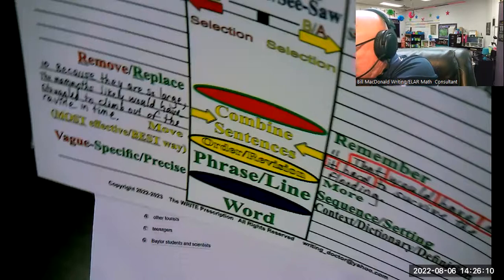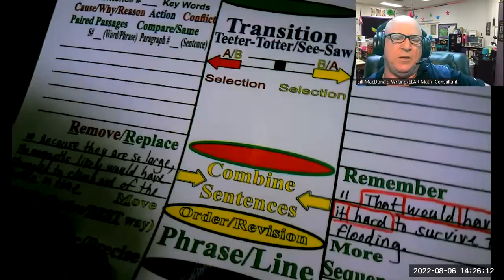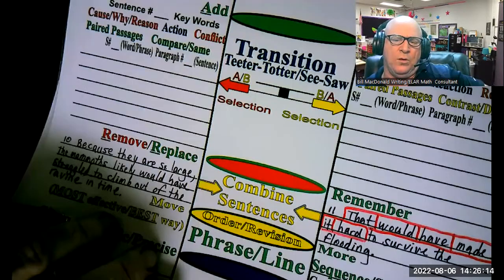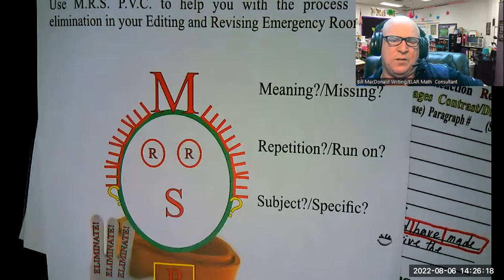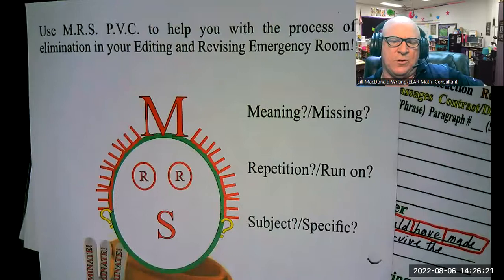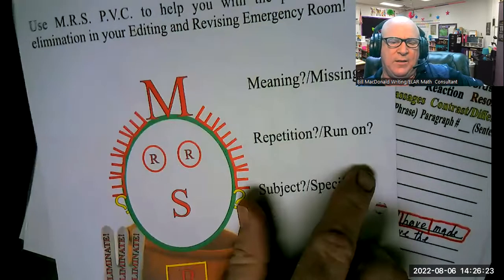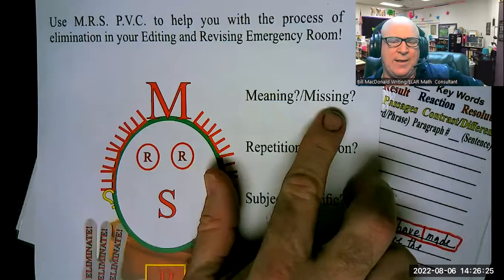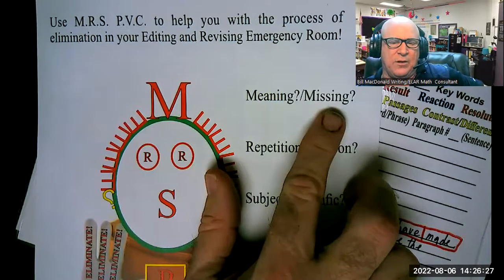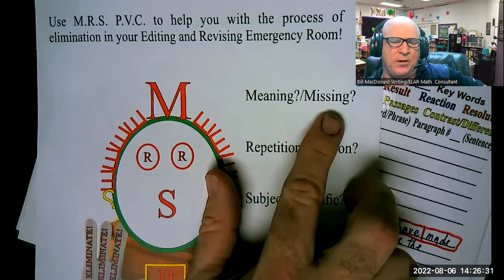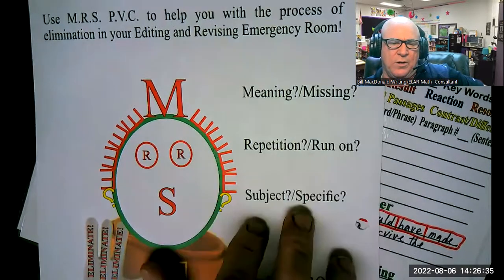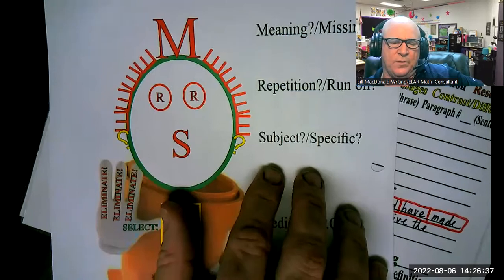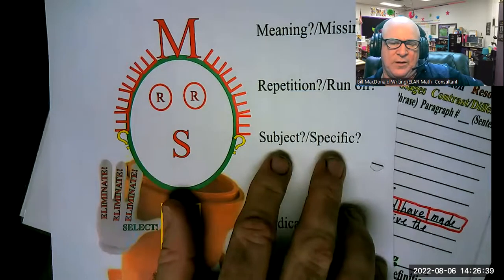And so there's Mrs. PVC. We're going to eliminate anything that changes the meaning. If something is missing, well, for this answer, all four of them have that little phrase missing. So we can't eliminate any of them based on that phrase that's out. So we'll look for repetition or a run-on, the subject changing or not being specific enough. Does it not have a predicate?